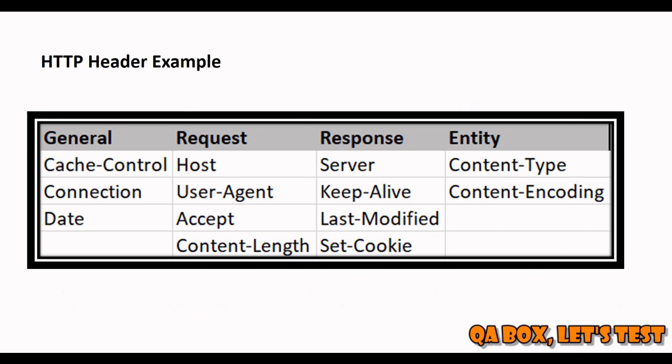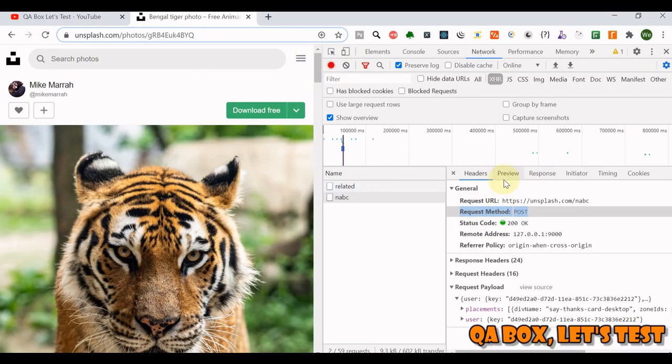Response, like on which server your particular resource is positioned, right? What is the keep alive duration, last modified, when the resource was last modified, set cookies. Entity, like content type. So when the server sends a response back, what is the content type? Is it JSON, is it XML, is it HTML, what is that? And content encoding.